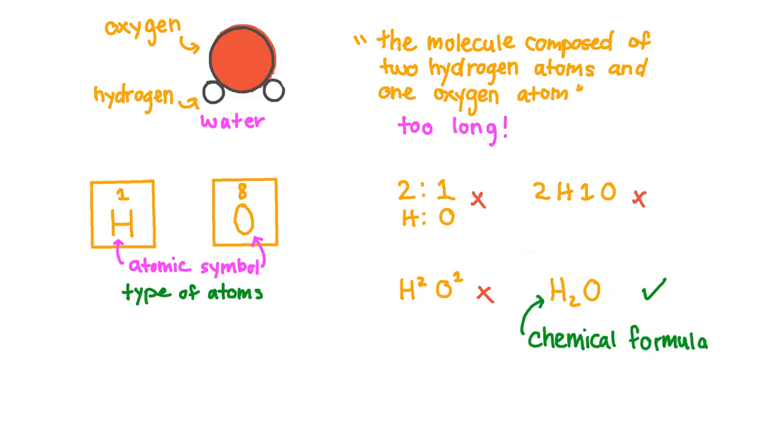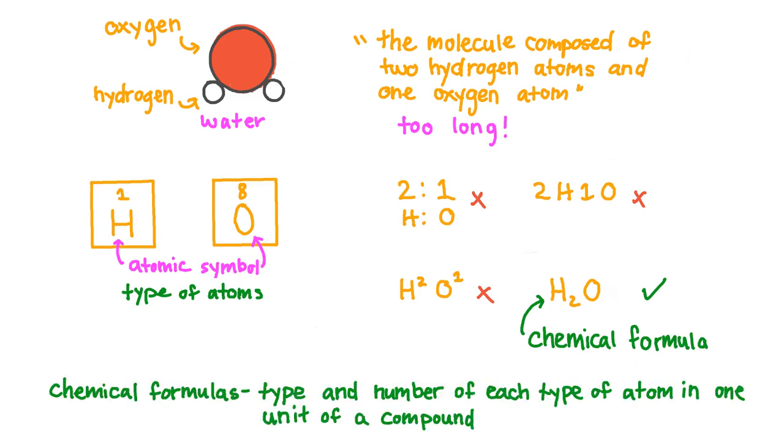What we've arrived at is called the chemical formula of water. Chemical formulas tell us the type and number of each type of atom that's in 1 unit of a compound. To indicate the type of atoms that are in our compound, we use the atomic symbols, and to indicate the number of atoms in the compound, we use subscripts.